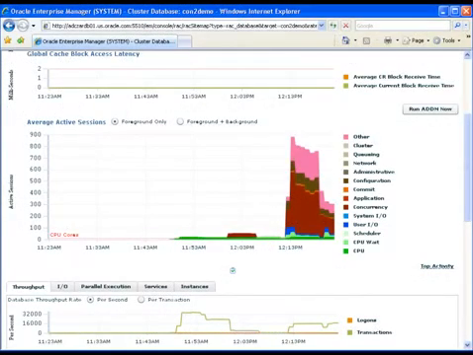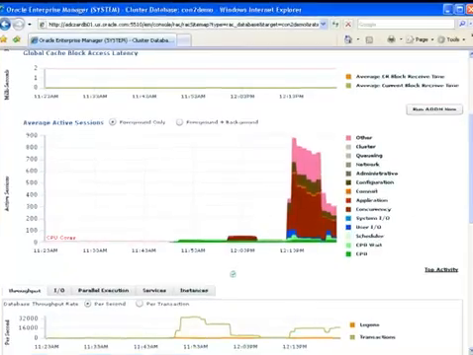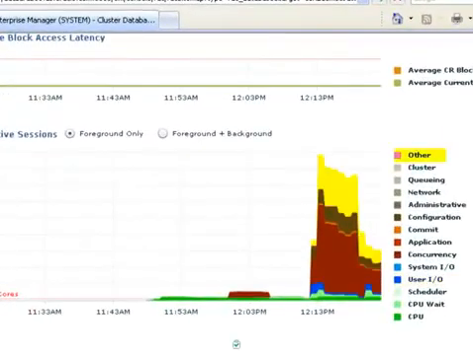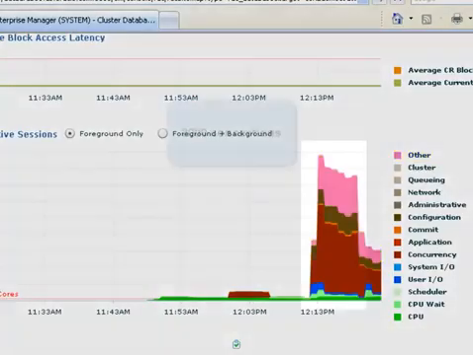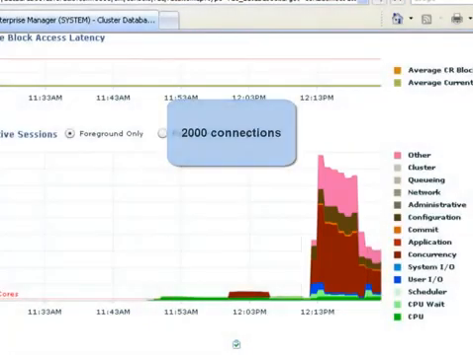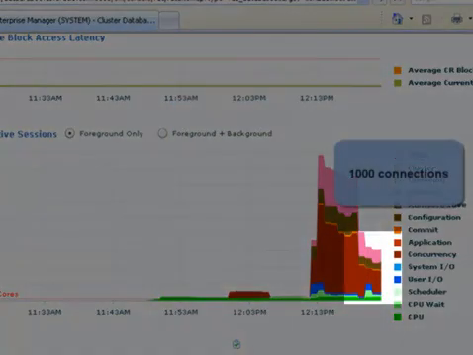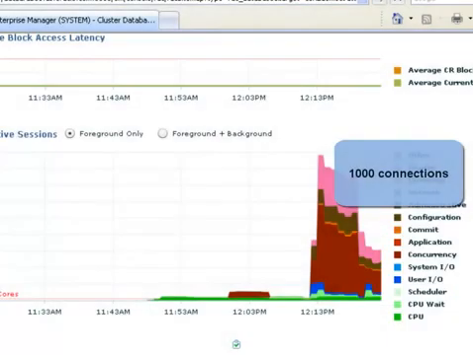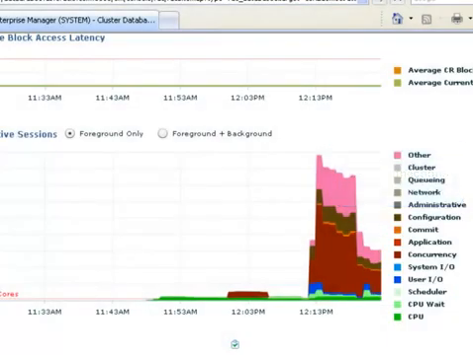Looking at Enterprise Manager here, we can see when we were running with 2,000 connections to the database, we had almost every color of the rainbow in terms of wait events showing up in the active session. When we dropped it down to 1,000, you can see that basically we have a lot fewer processes in wait events, but there's a similar sort of wait events showing up.